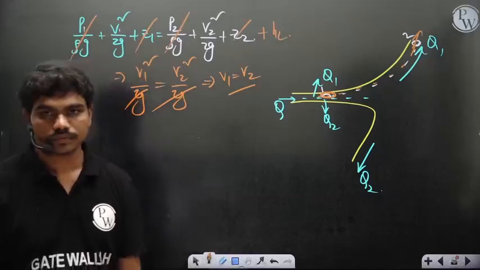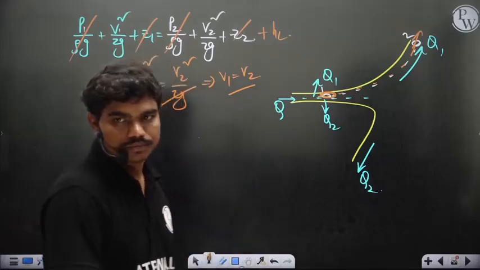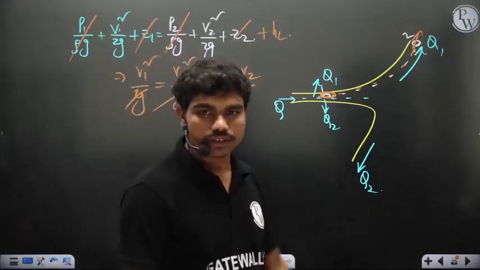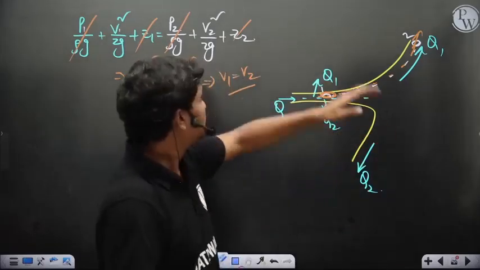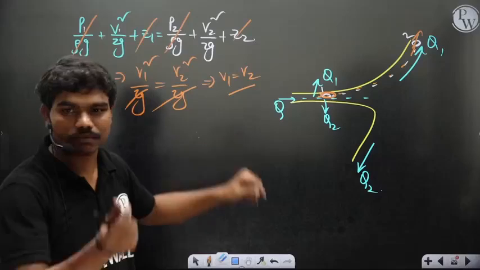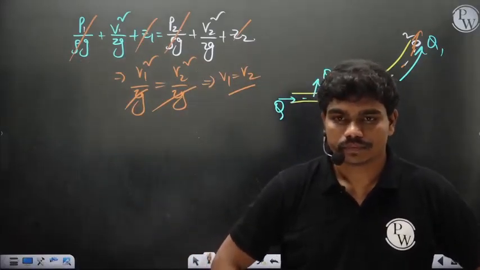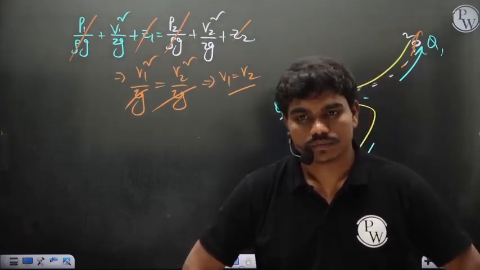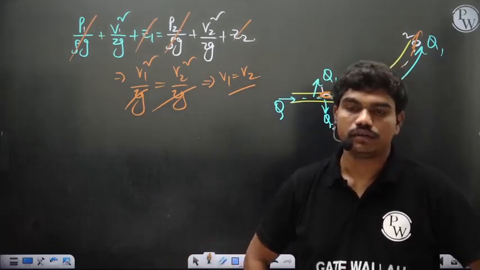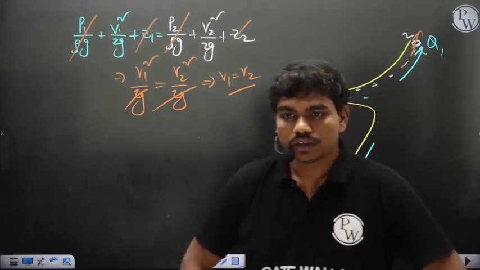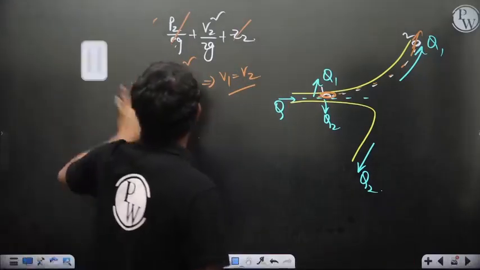Energy should conserve, obviously. It's frictionless, of course, that's why we haven't taken this HL. If there is friction, then this HL will come and these two will not be equal. There is some difference between them. Okay, fine. So this is clear, I hope. Velocity should be same.